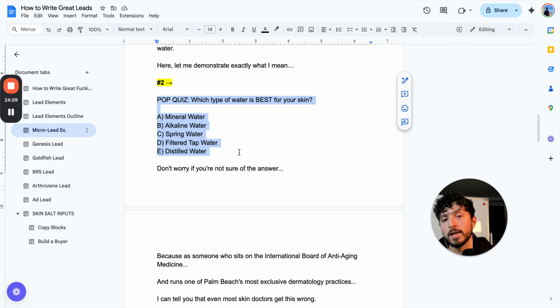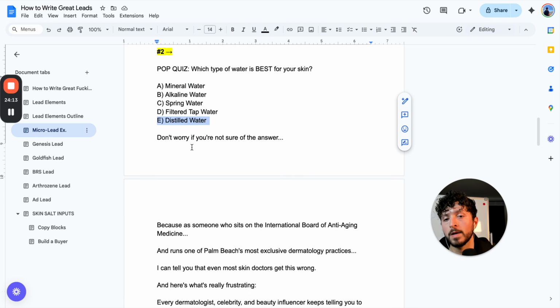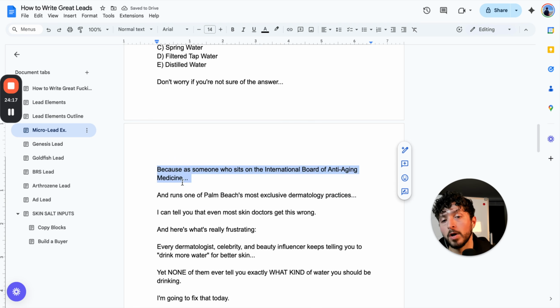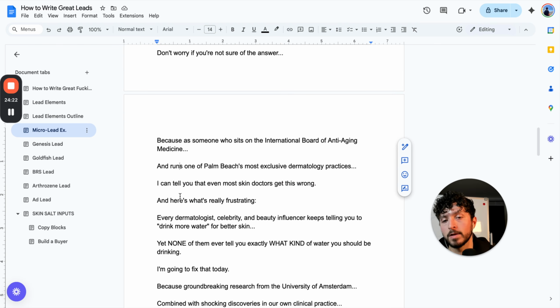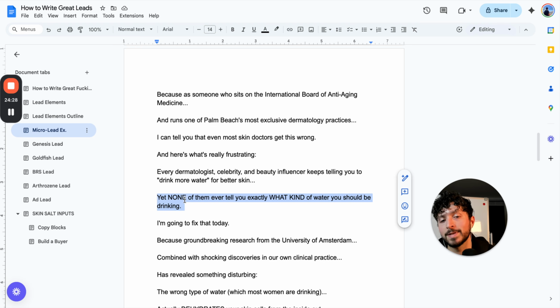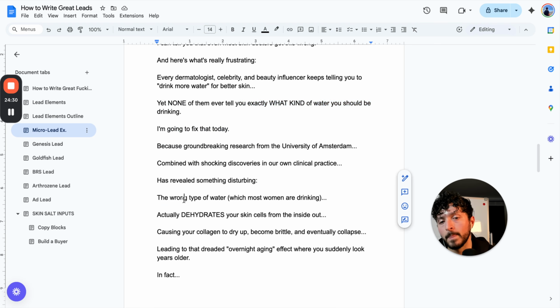Here's an example of a quiz. Which type of water is best for your skin? Mineral water, alkaline water, spring water, filtered tap water, distilled water. Don't worry if you're not sure of the answer, because as somebody who sits on the International Board of Anti-Aging Medicine and runs one of Palm Beach's most exclusive dermatology practices, I can tell you that most skin doctors get this wrong. Here's what's really frustrating. Every dermatologist, celebrity, and beauty influencer keeps telling you to drink more water, yet none of them ever tell you exactly what kind of water you should be drinking today.